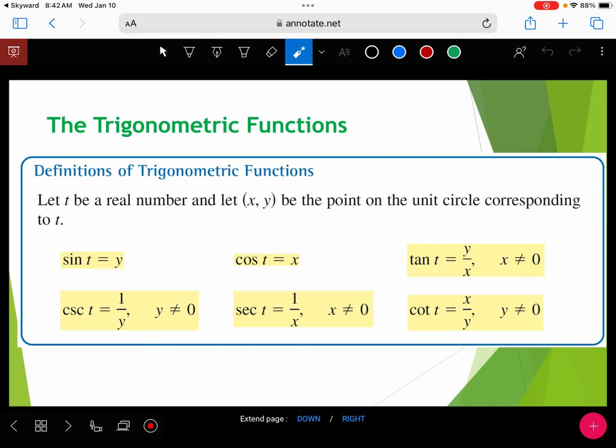Okay, so on the unit circle, you have coordinate points going around. You have X and Y. The sine of the angle on the unit circle is the y value. So I'm going to ask you, what is the sine of 30 degrees, for example? And you're going to give me the y value of that point. So sine is the y value. Cosine is the x value.